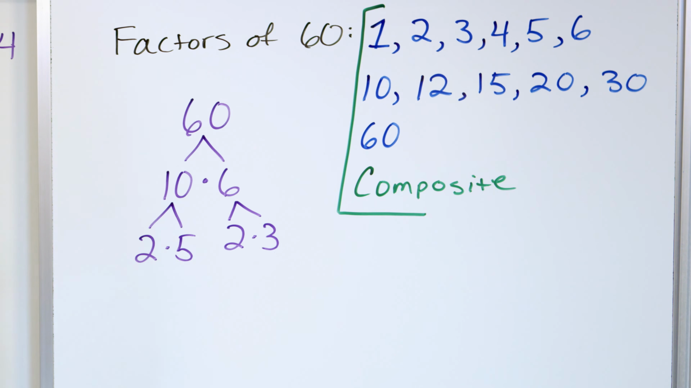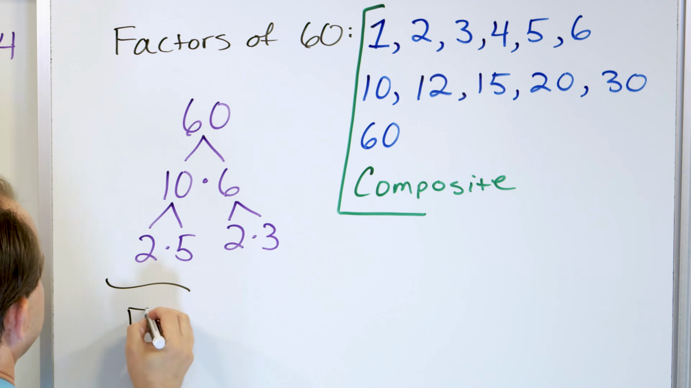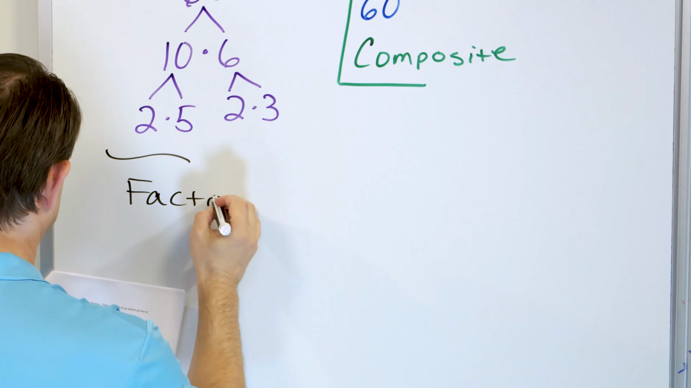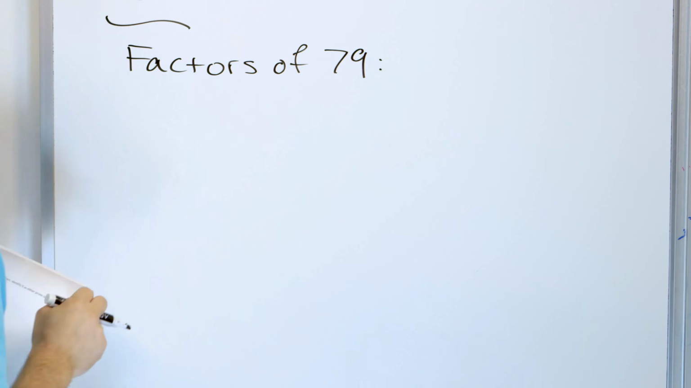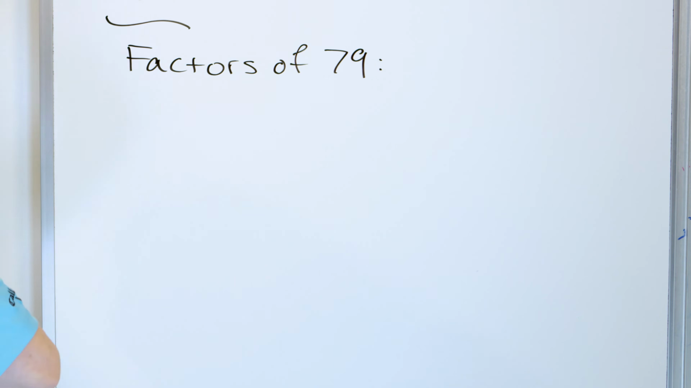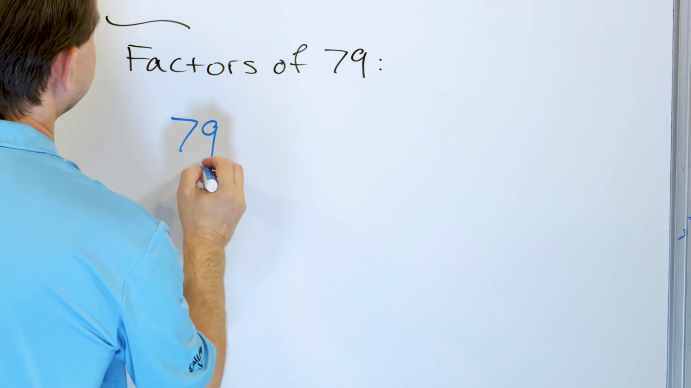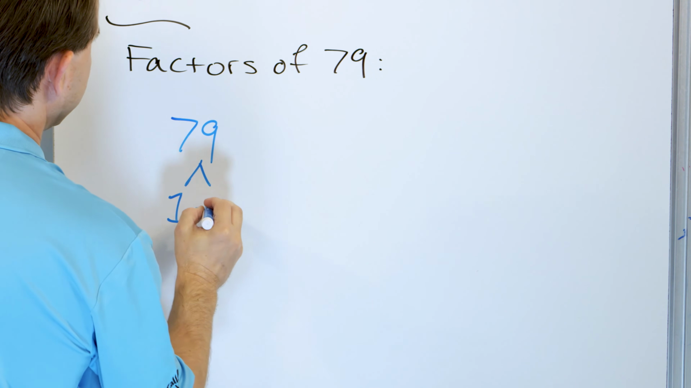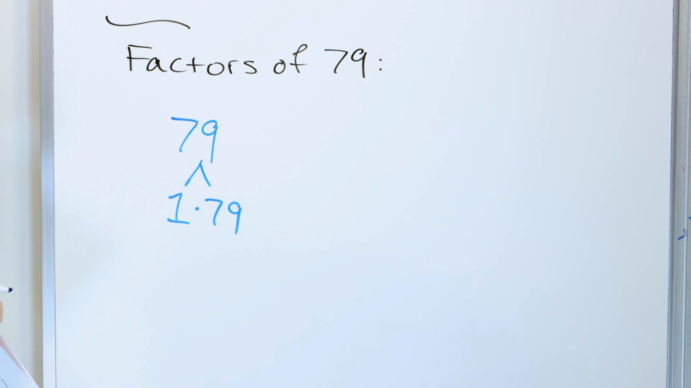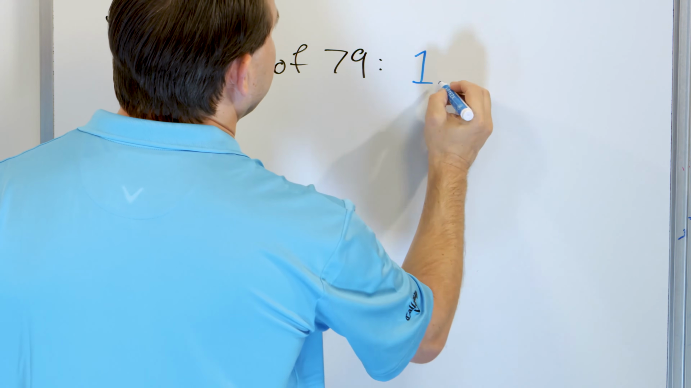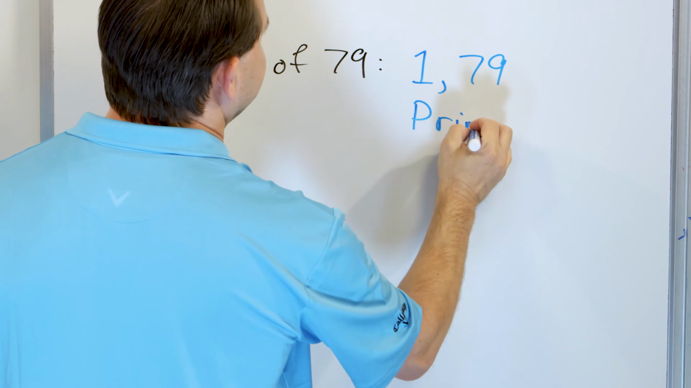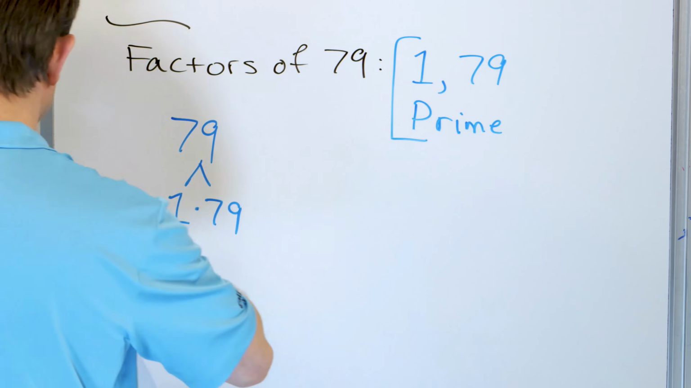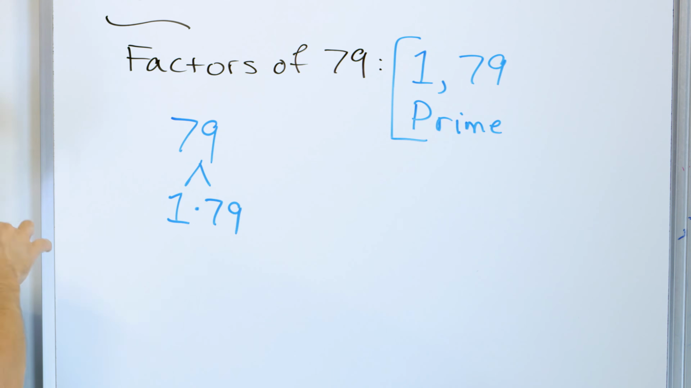All right, let's take a look at problem 3. Problem number 3. Let's look at the factors of 79. Let's build a tree. What times what is 79? All I can think of is 1 times 79. I can't think of anything else. So the factors of 79 are 1 and 79. They multiply to give us this, and because of that, it's prime. Pretty simple little problem, but still trying to show you and work everything out so you see where everything's coming from.